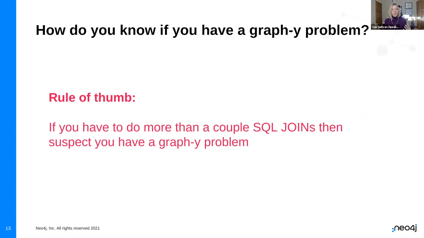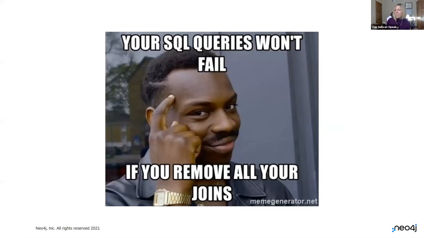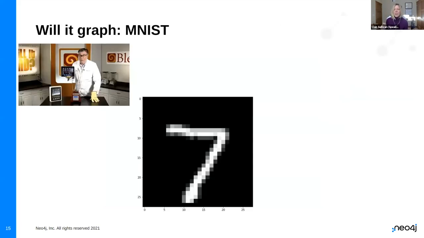Now, Paco Nathan gave a great talk yesterday, and he was showing these really complicated joins on SQL tables with their schema and whatnot. And it's really hard to intuitively understand what's going on there by looking at it. So if you have more than a couple SQL joins, let's play. Oh, yeah. We're going to play a game here. We're going to play Will It Graph? Will it graph is, do I have a graphy problem here? For those of you familiar with the Will It Blend YouTube channel.